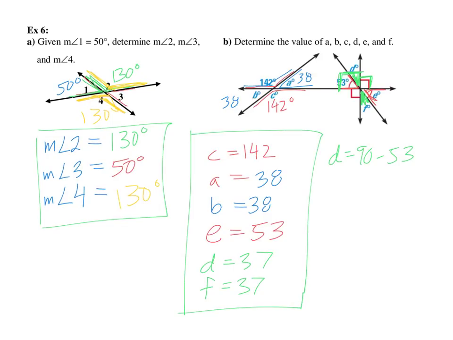So complementary is 90, supplementary means 180. The angles add up to those values. For vertical angles, they're equal to each other. And for linear pairs, their angles add up to 180 degrees. If you have any questions, make sure to ask. Begin the assignment.